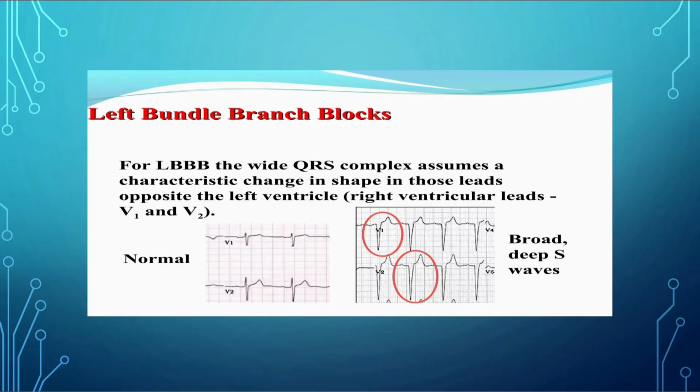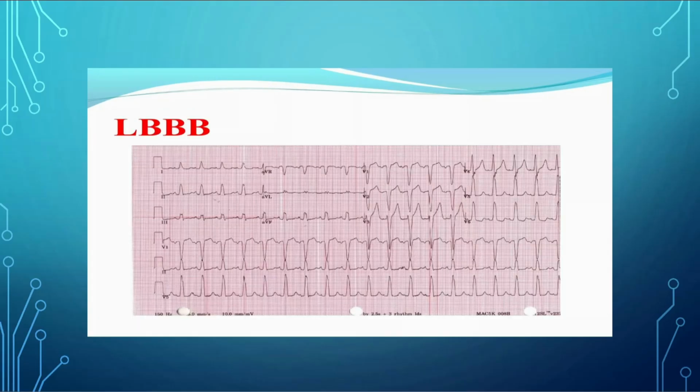In LBBB, broad deep S wave. You can see the broad deep S wave. So for LBBB, the wide QRS complex assumes a characteristic change in shape in those leads opposite the left ventricle, that is right ventricular leads, that is V1 and V2. So you can see the broad and deep S wave, that is LBBB. You can see here broad and deep S wave here.